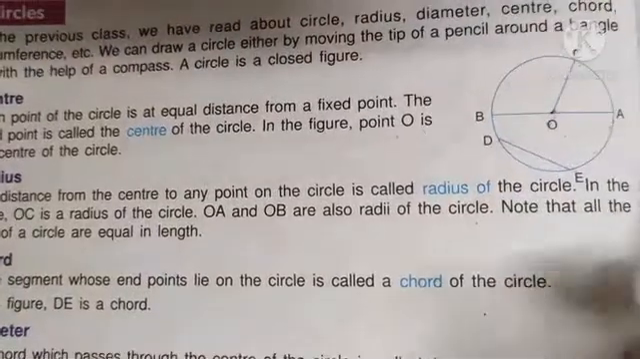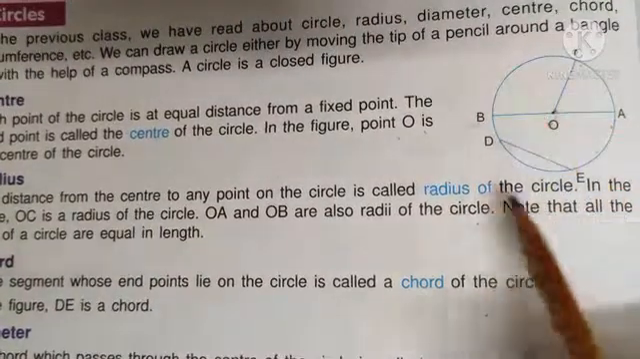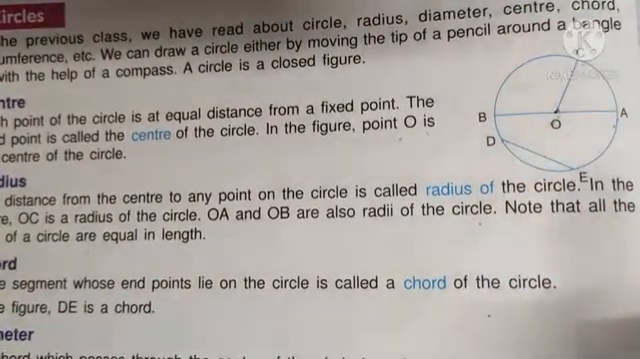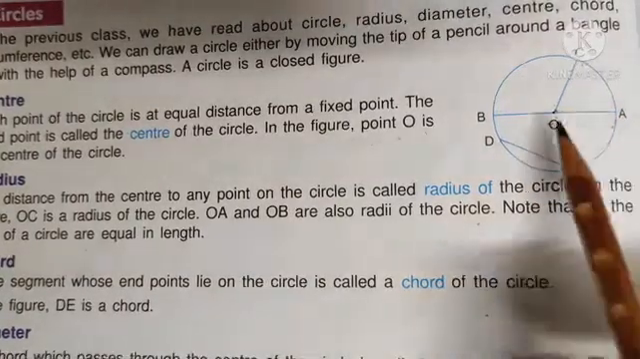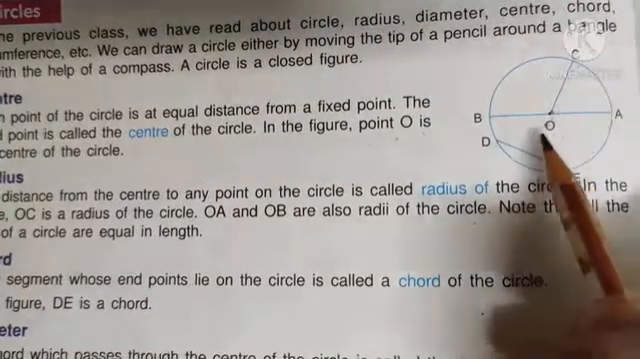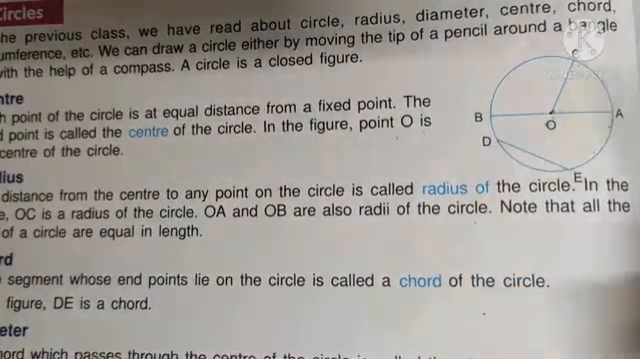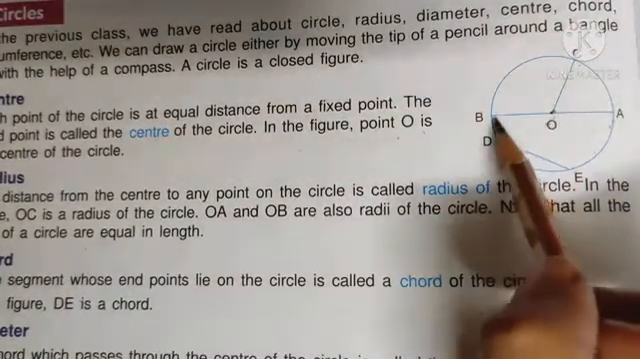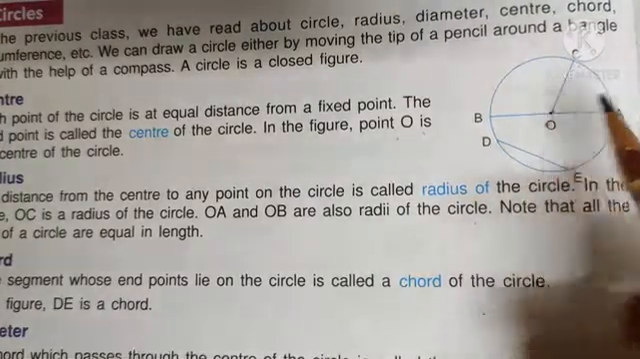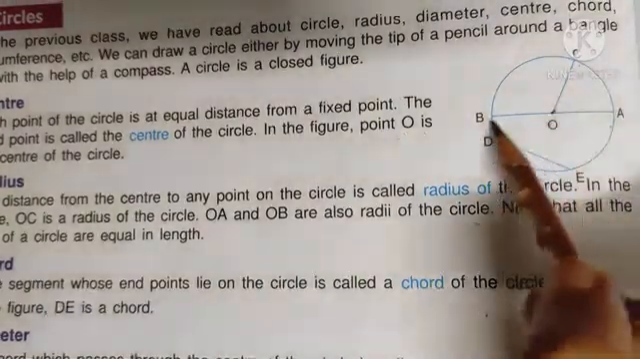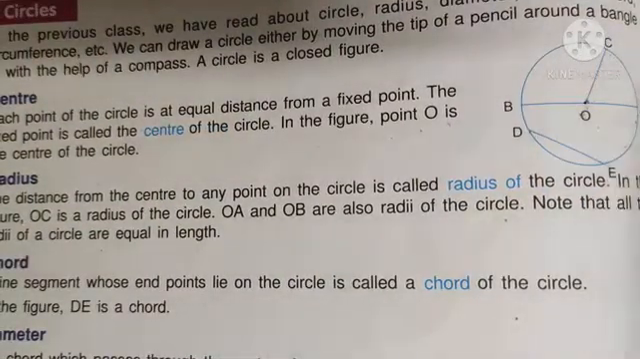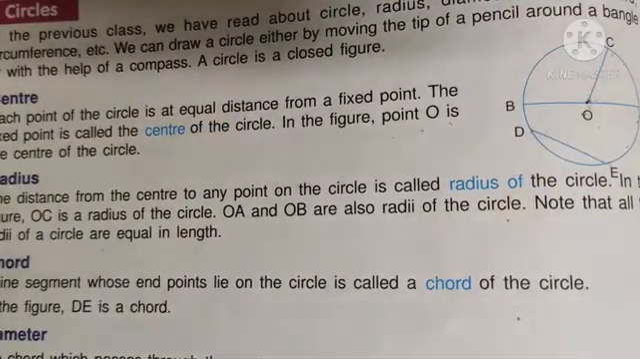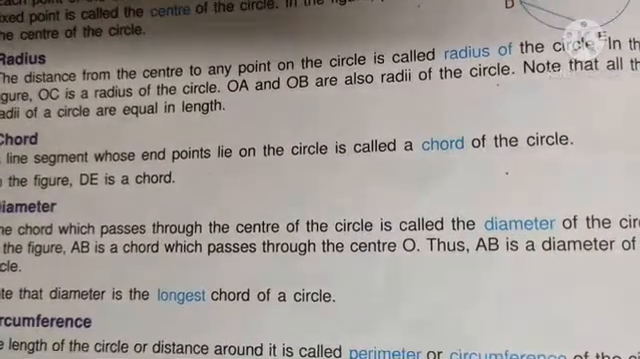Diameter is the longest chord of a circle, and the chord which passes through the center of the circle is called a diameter. The chord here AB is the chord which passes through the center of the circle, so AB is the diameter of the circle. And circumference is the length of the circle, or the distance around, called the perimeter or the circumference of a circle.